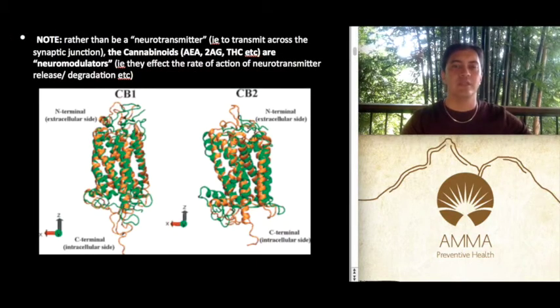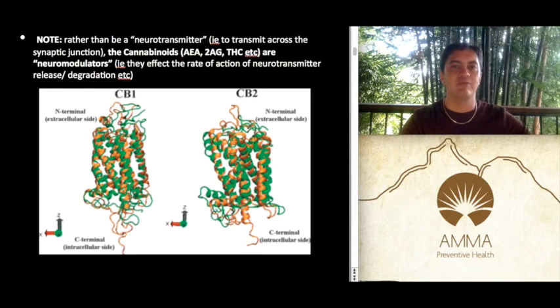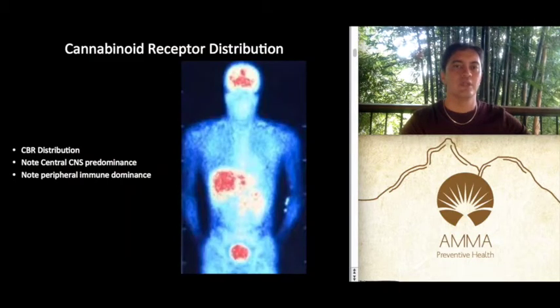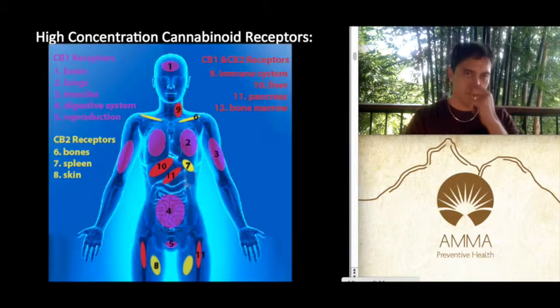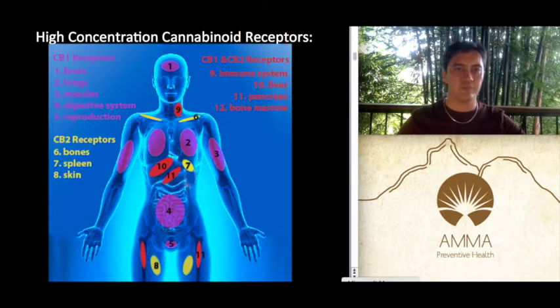There's another instance of the CB1 and 2 receptor diagrams. And importantly, all cannabinoids are neuromodulators. They affect the rate of action of the neurotransmitter release and degradation of cells. This is an image indicating cannabinoid receptor distribution. This is another diagram indicating areas with high concentrations of cannabinoid receptors.